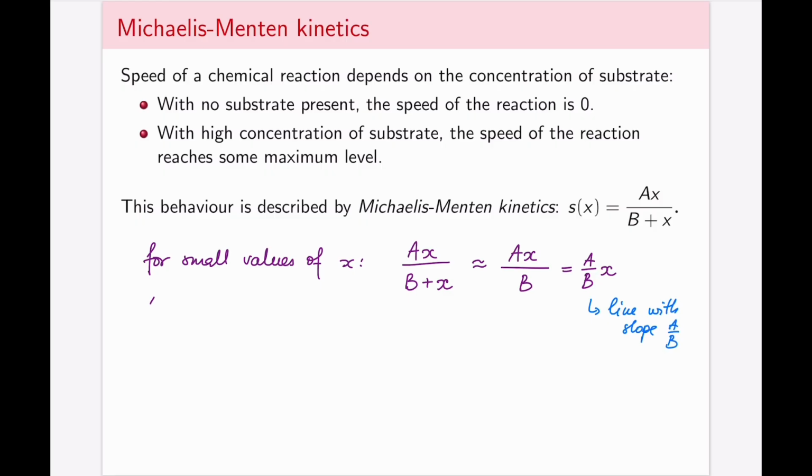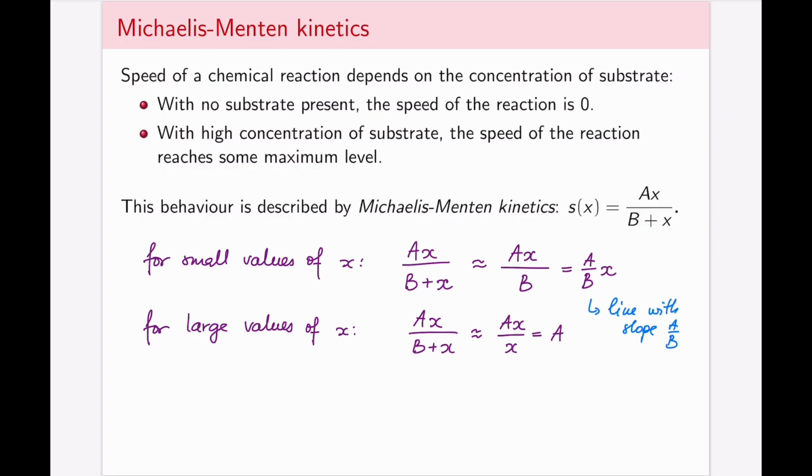What happens for large values of x? For large values of x, our power analysis indicates that we should be keeping the larger power of x available. Again, on the top, there's nothing to pick from, so we're stuck with the term we have. On the bottom, the larger power is going to be x. Here, the x's will cancel, so we will end up with just a.